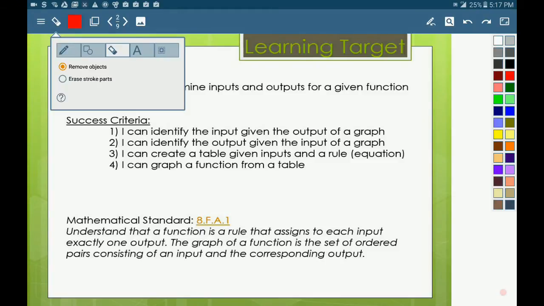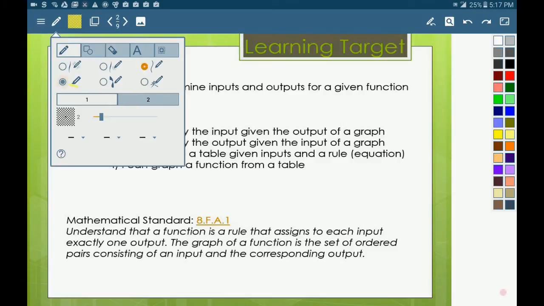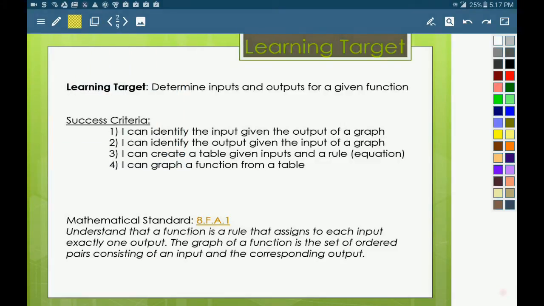And I'm actually going to highlight some of what's in our success criteria today because some of these look very similar to each other. The first one, I can identify the input given the output of a graph. Second, I can identify the output given the input of a graph. So we're going to be able to go both ways today at the end of the hour.